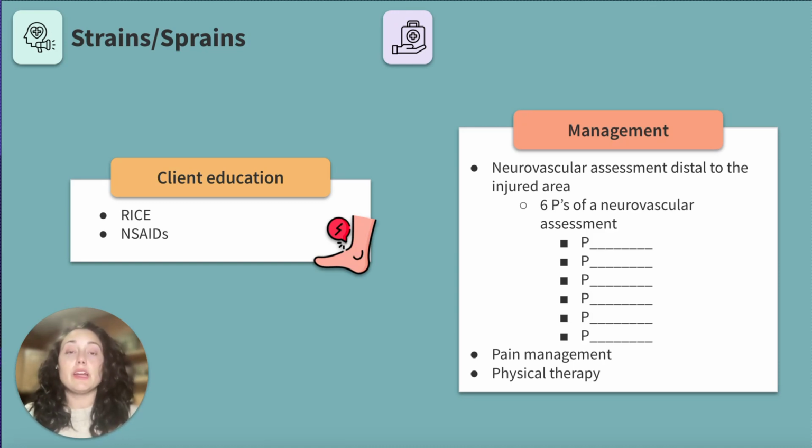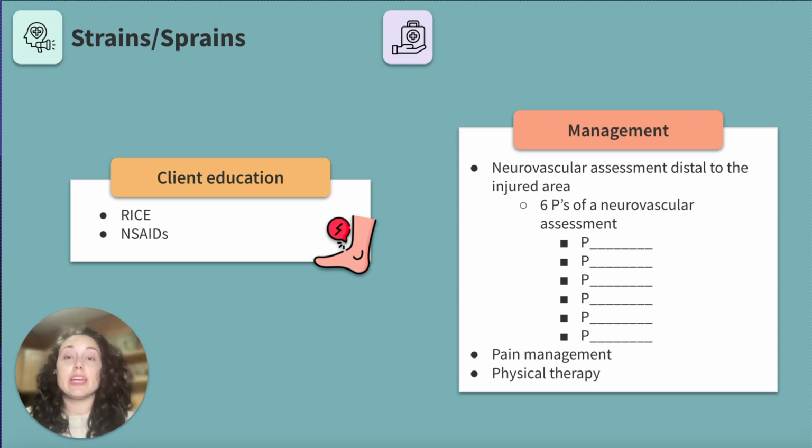Lastly, we want to give our clients tools to prevent injury. This may look like collaborating with a physical therapist to find exercise modifications or a reduction of labor-intensive activities. Okay, on to management. For suspected musculoskeletal injuries, we want to be sure to minimize the movement of the affected area.